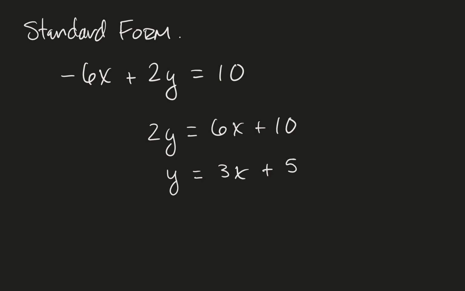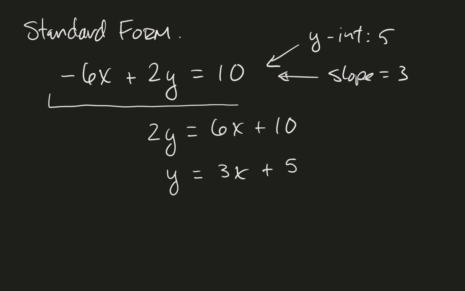So now I can see that for this equation, I have a y-intercept at 5. And for this equation, I can see my slope is equal to 3. Not immediately visible here, right, but definitely visible below. My slope I've double underlined, and my y-intercept I've single underlined. So again, this form is called standard form, and a, b, and c should all be integers. So ax plus by equals c.